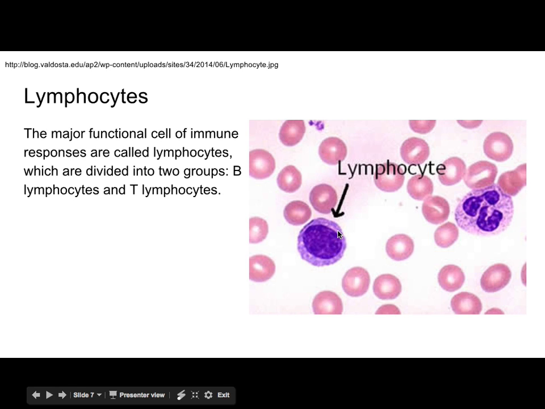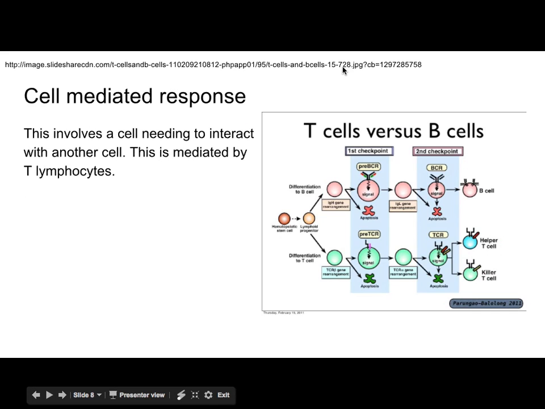They're divided up into two categories, B cells and T cells. You can't tell them apart by looking at them. You can only tell that they're different based upon their functionality. All that said, we can now deal with the types of immune responses.